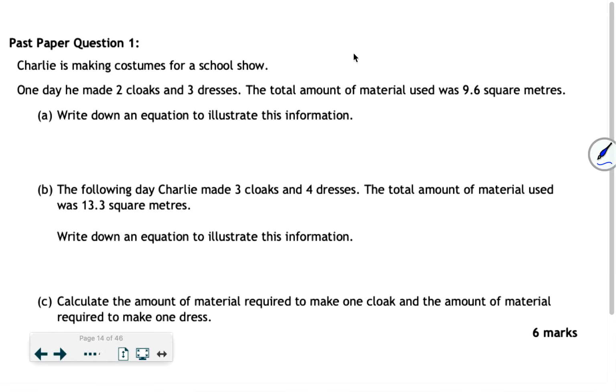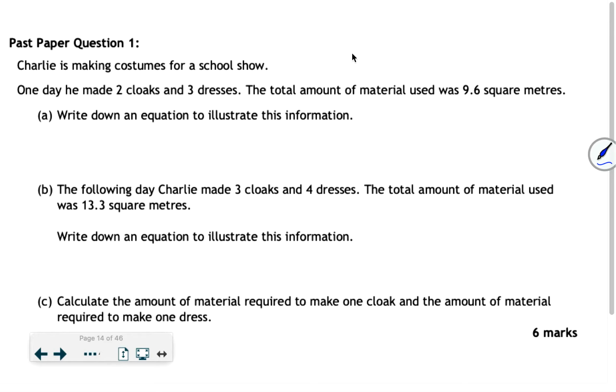Okay, this time let's just look at two past paper questions. First past paper question for simultaneous equations, it says Charlie is making costumes for a school show. One day he made two cloaks and three dresses. The total amount of material used was 9.6 square metres. Write down an equation to illustrate this information.